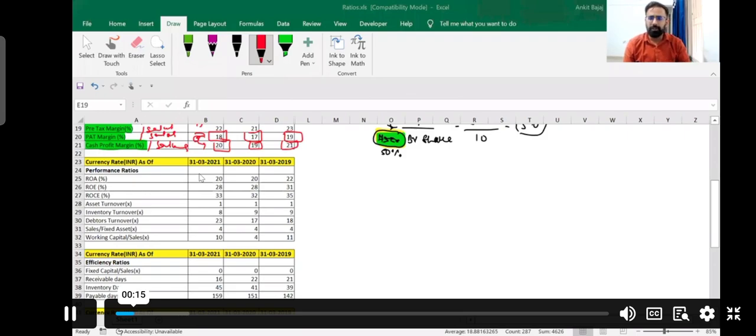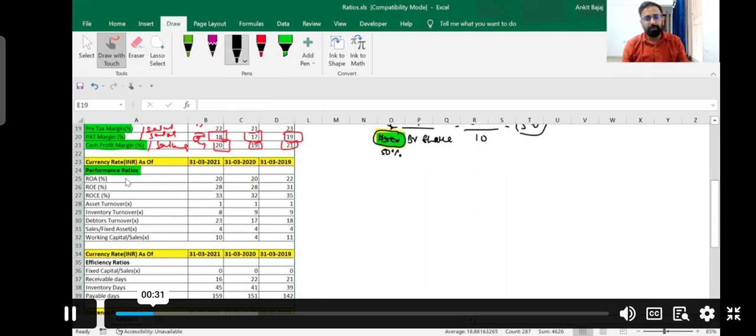Hello learners, till now we have discussed operational ratios and margin ratios, right? Now we will be discussing new ratios, and these are also important ratios. So I will be discussing performance ratios, right? Basically in these ratios we will check whether the money you have invested into your business is getting proper return from that investment or not, right?